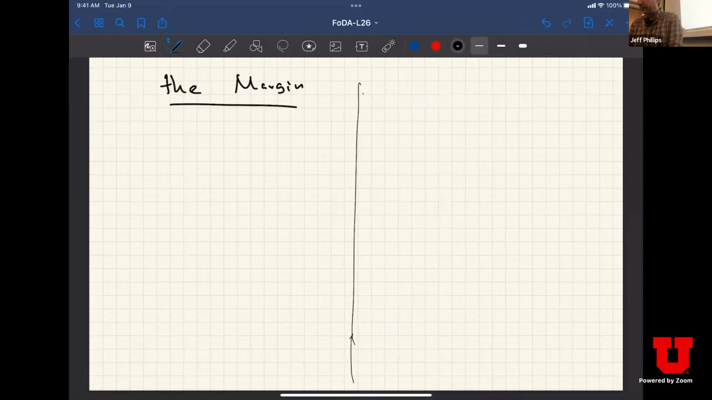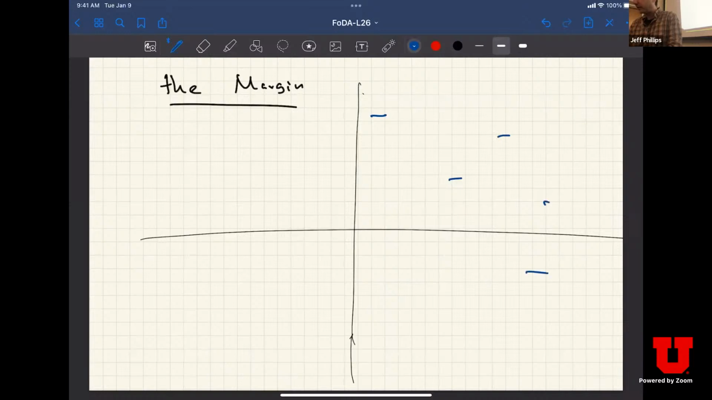We might as well have a classifier that doesn't need to go through the origin. We're going to have a bunch of negative points, and we're going to have some positive points here.